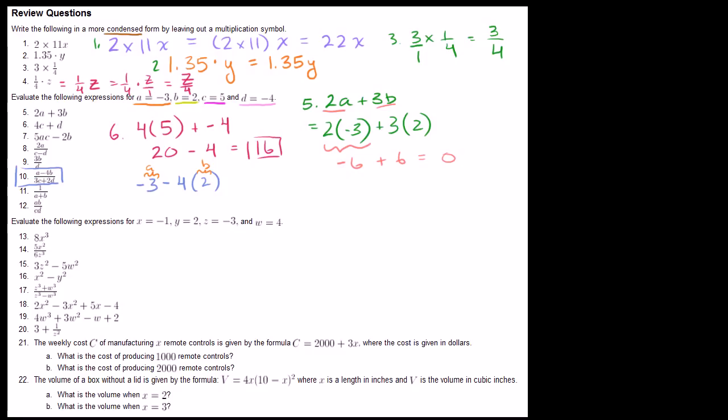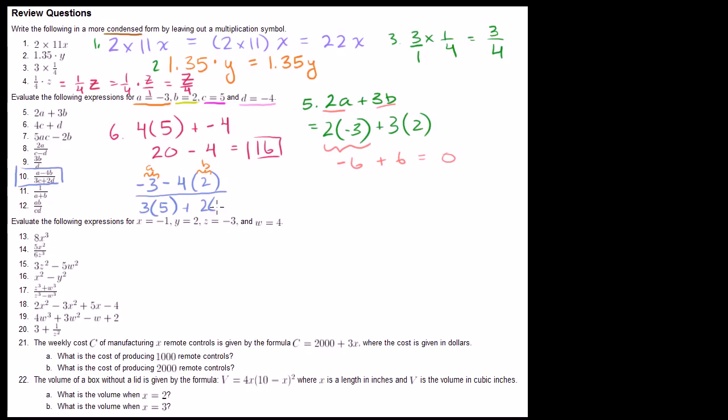And then all of that is over 3c plus 2d. So 3 times, what was c? c is 5, plus 2 times d. What is d?